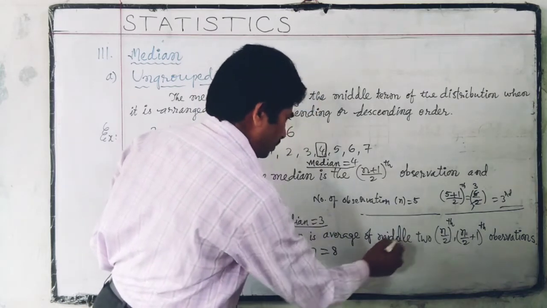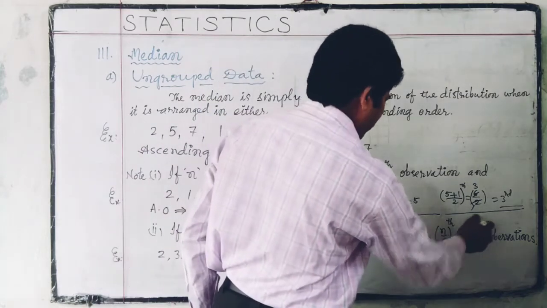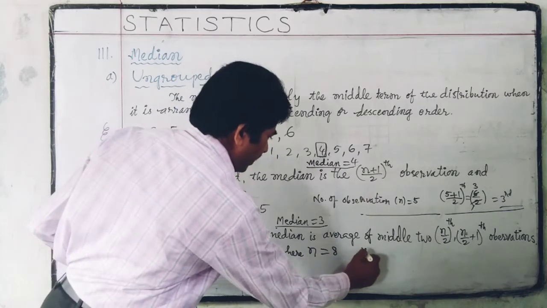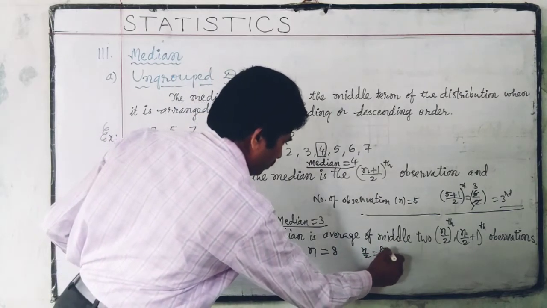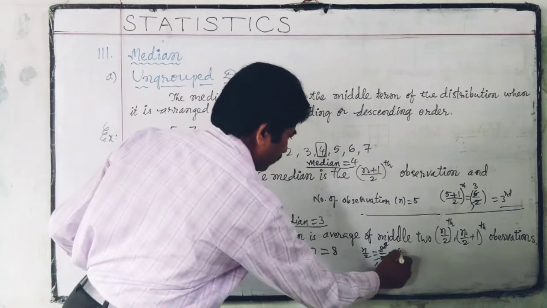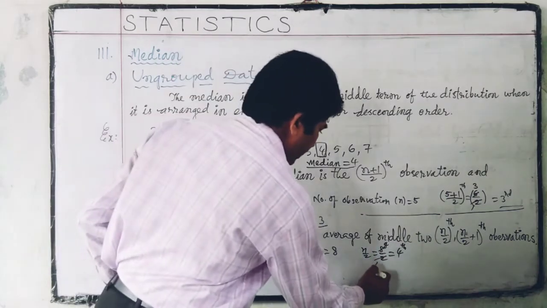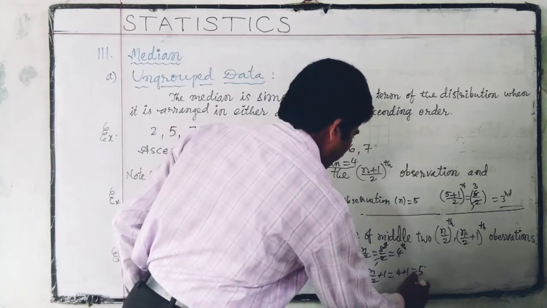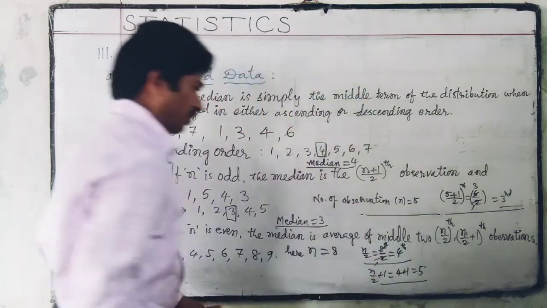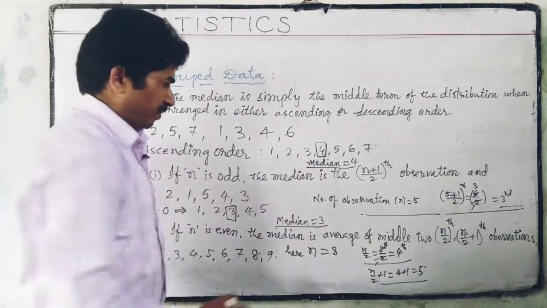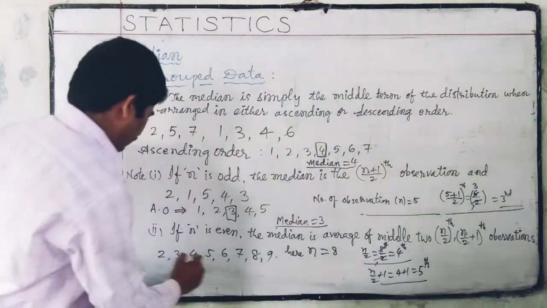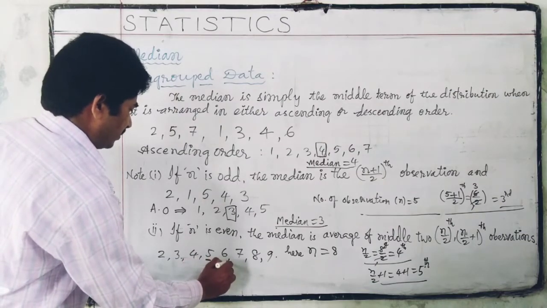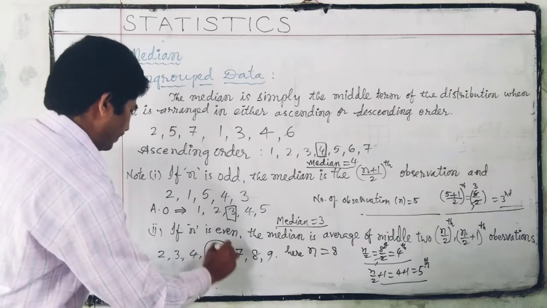So n by 2 and n by 2 plus 1, we have to find the average. n by 2 means 8 by 2, 2 fours are 8, fourth observation, and n by 2 plus 1 means 4 plus 1, fifth observation. We have to find the average of the fourth and fifth observations. 1, 2, 3, fourth. This is the fourth observation. This is the fifth observation. We have to find the average of these two.